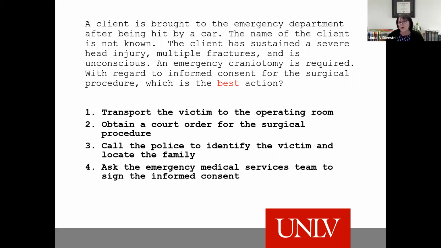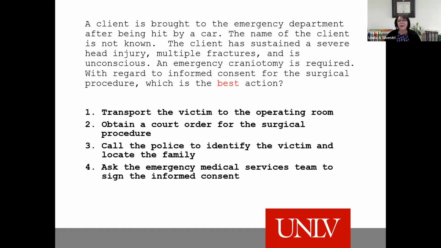Does that answer your question? It does. I was just curious, because it was phrased as if you didn't know who the person was, and there wasn't a next of kin. So I just didn't understand what we would do in a situation where they had a Jehovah's Witness bracelet and stuff like that.